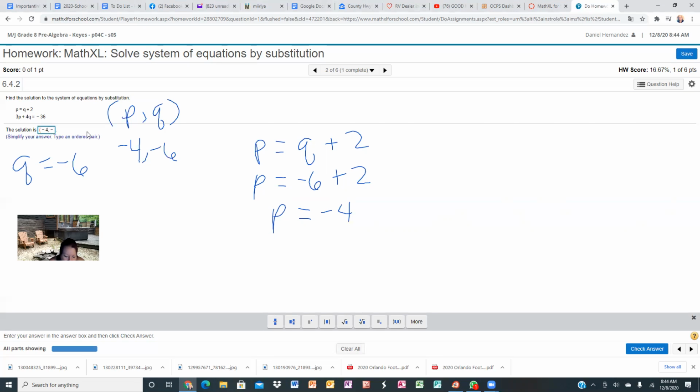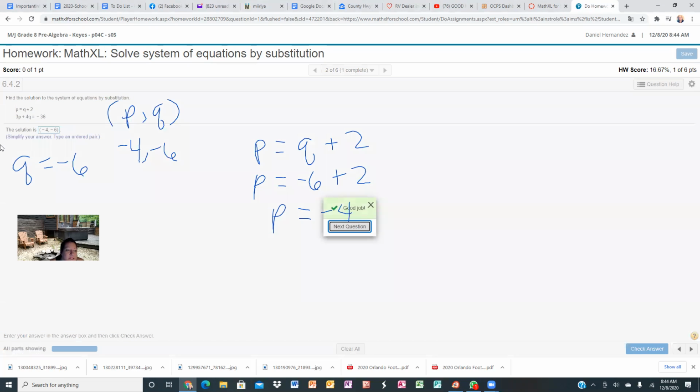Oh, yep, that worked. If that didn't work, I would just reverse it to -6, -4, because usually it's an XY.